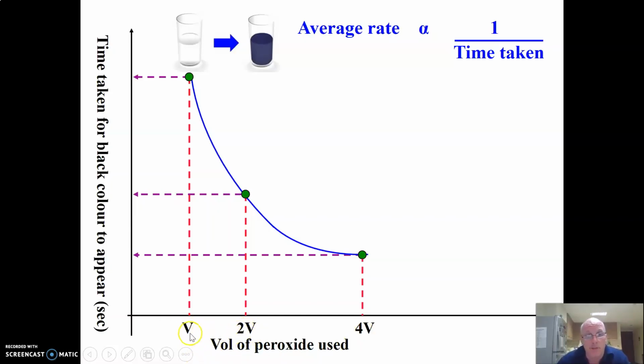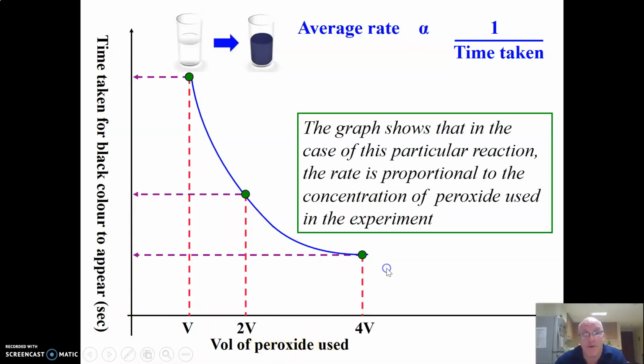when the concentration is being doubled, you can see that the time is being halved. Yeah, if you double the concentration of peroxide, you can see the time taken is being halved. If you double the concentration again, the time is being halved from that to that. So you can say in this case, the rate of reaction is directly proportional to the concentration of peroxide.